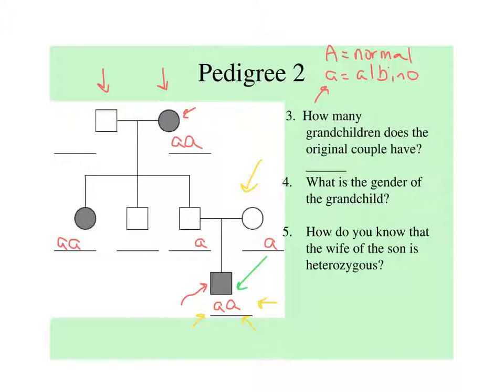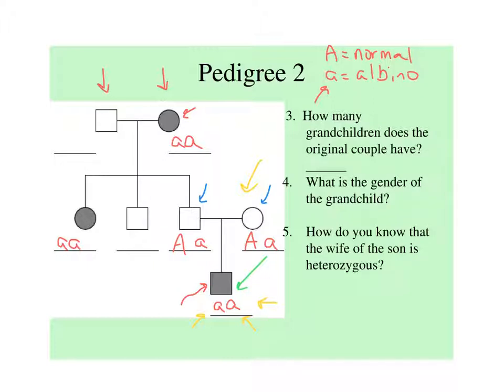Now the question is, for those two parents, what's their other letter? We know it can't be another little a. How do we know that? Well, simple. If it was another little a, that circle would be shaded in. Same with that square. So it cannot be little a. It's got to be the dominant capital A, because the parents do not have albinism themselves.